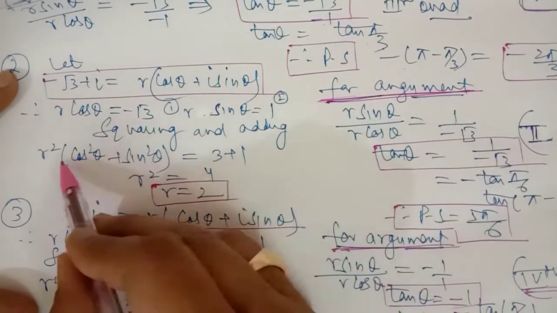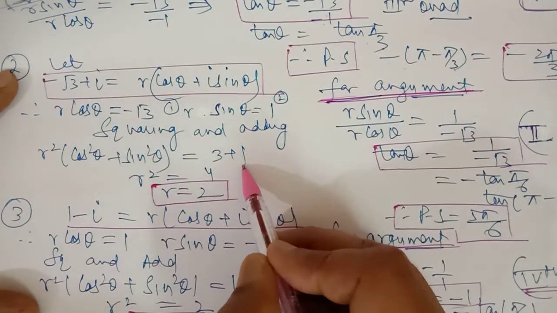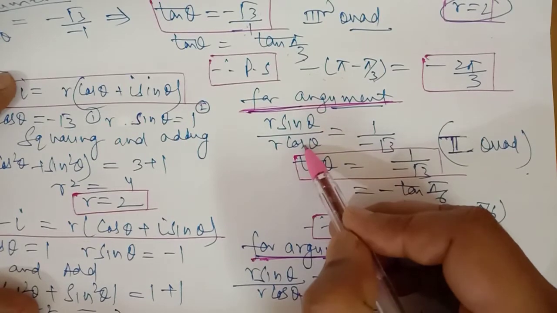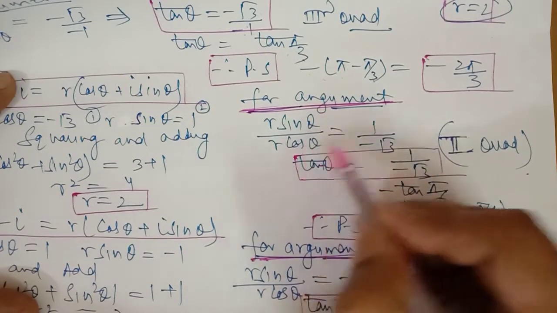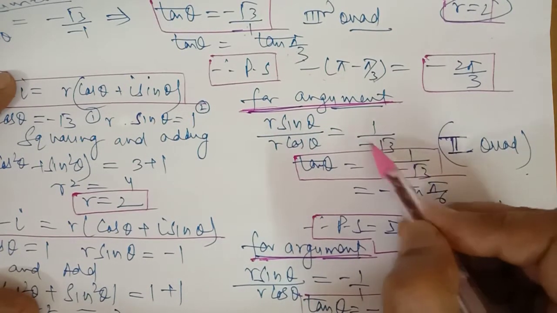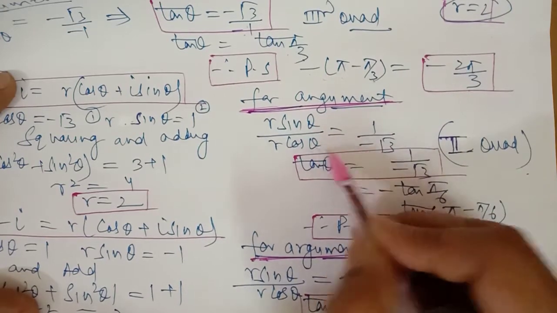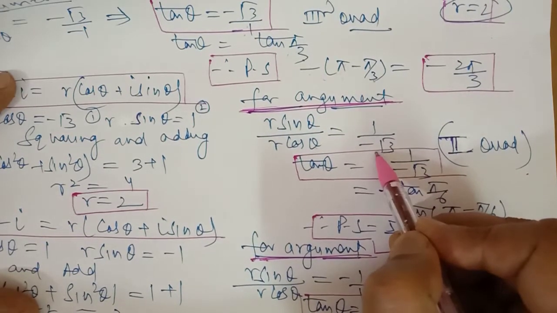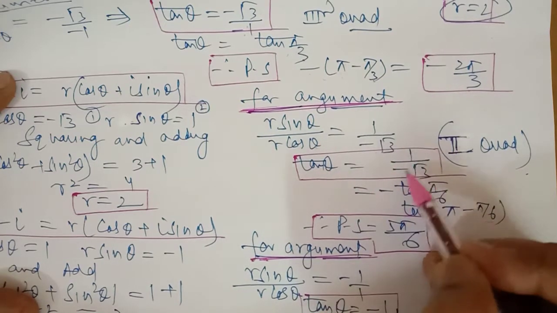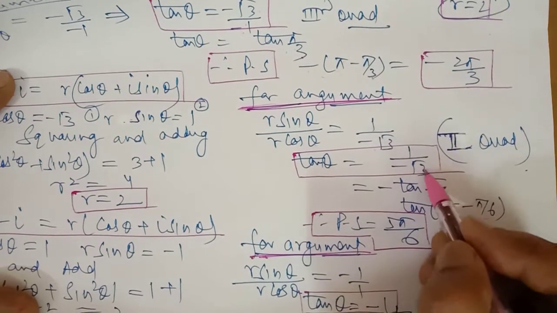So this comes out to be r square (sin square theta plus cos square theta) is equal to 4, and r is equal to 2. For the principal solution, you have to divide both the equations: r sin theta upon r cos theta is equal to 1 upon minus root 3, because sin theta is positive and cos theta is negative. So this complex number lies in the second quadrant. So tan theta is equal to 1 upon minus root 3.